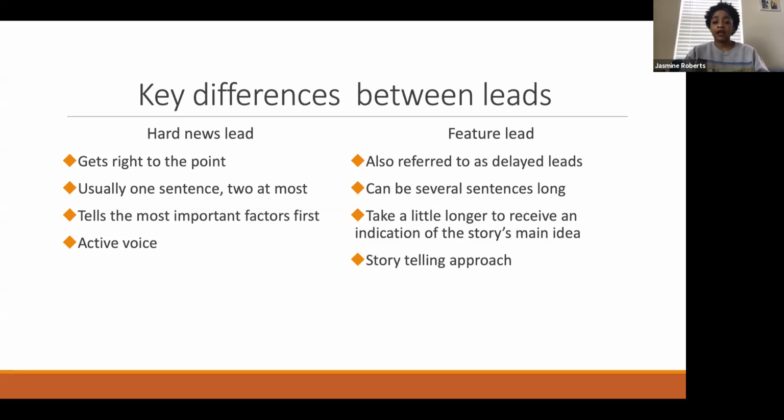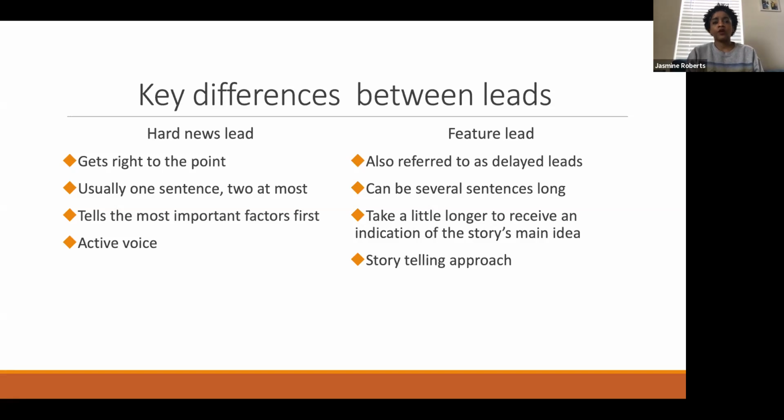Now, we're still using active voice with feature leads. However, they're going to be a lot longer than your traditional summary lead. In fact, I would say that a feature lead is anywhere from about 4 to 6 sentences, and that's a minimum. For you guys, I would probably stay within that realm, that 4 to 6 sentences. But again, as you can see, it's a lot longer than your traditional summary lead.